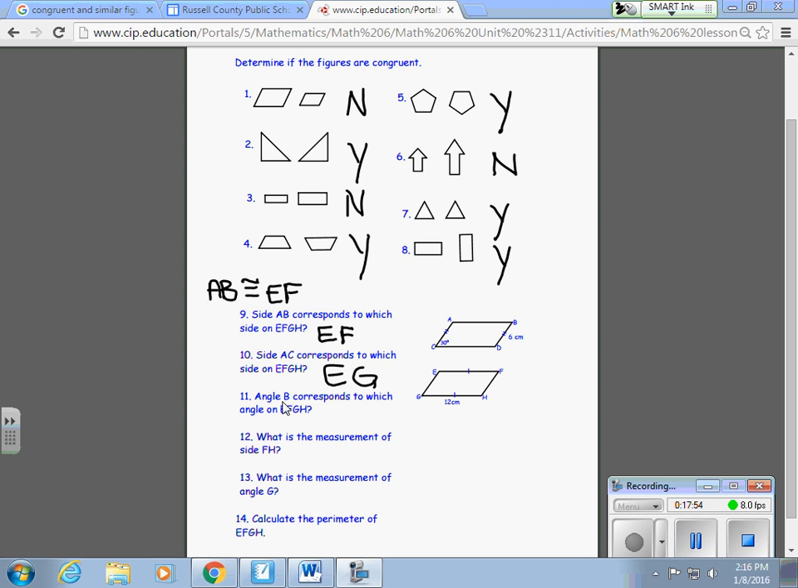Angle B corresponds to which angle on EFGH? Now, number 12 says, what is the measurement of side FH? 6. How do you know 6? Okay, so EF corresponds with BD, correct? So I'm going to put BD here because I know it corresponds. And when I look at BD, what's that side measurement? So therefore, what's this side measurement? 6.